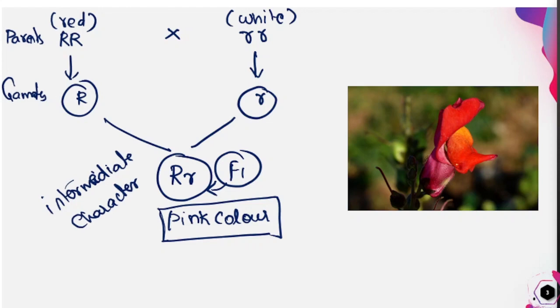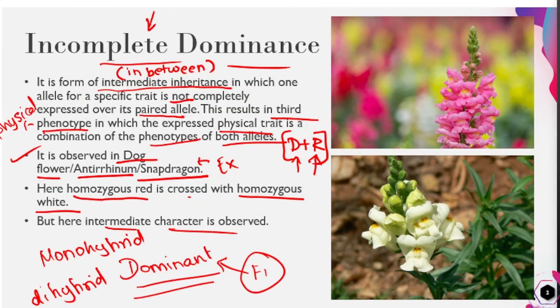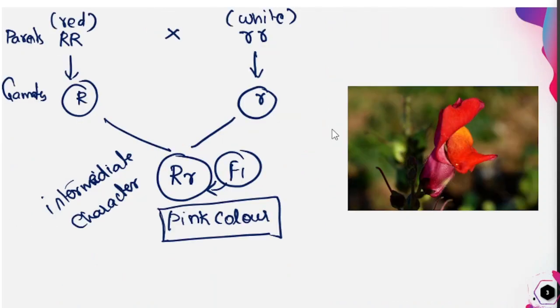Now you can see the white color flower here, right? This white color flower is recessive in type. So this white color flower is crossed with this red color flower.